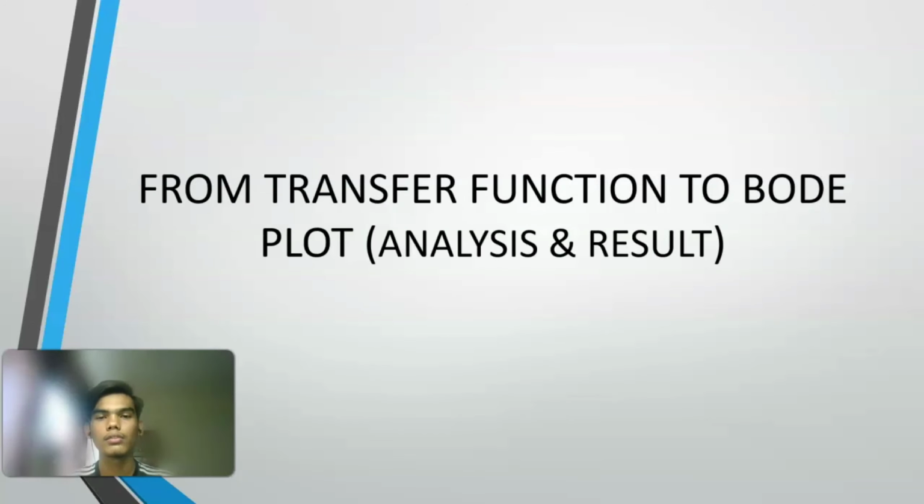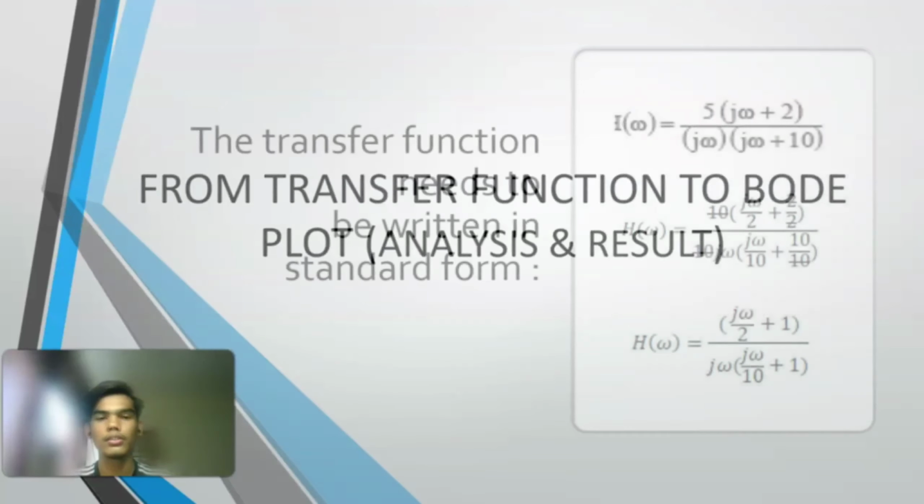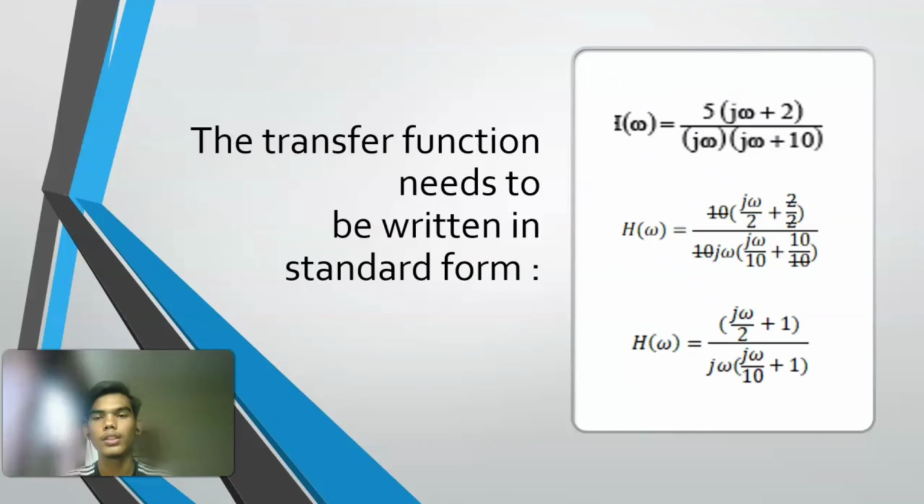Next is from transfer function to Bode plot. The analysis and the transfer function need to be written in standard form. H(jω) equals 5(jω + 2) over jω(jω + 10). This transfer function, we have to convert it to standard form, and we can use factorization. Then we can get the standard form for this function. The standard form is H(jω) equals (jω/2 + 1) over jω(jω/10 + 1).